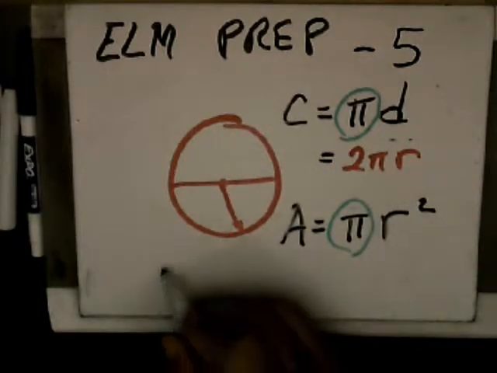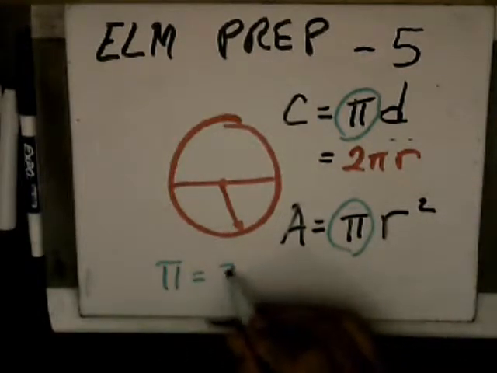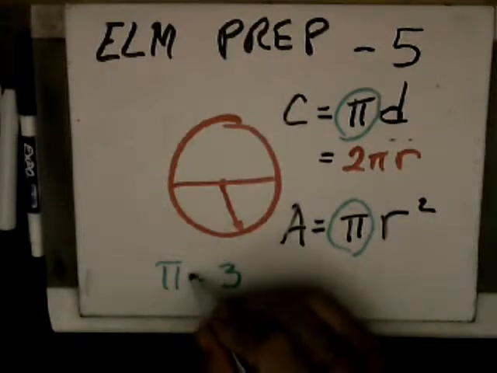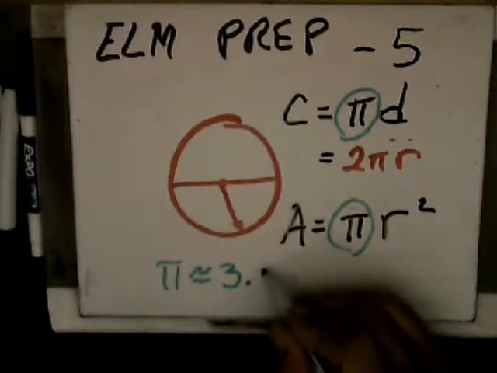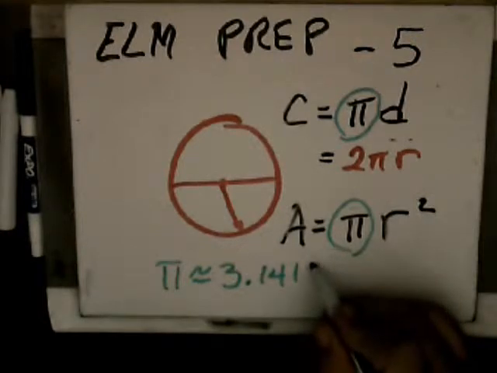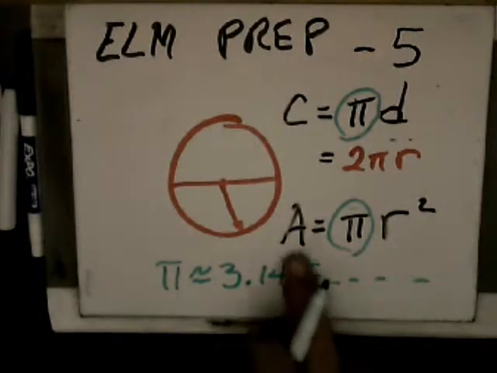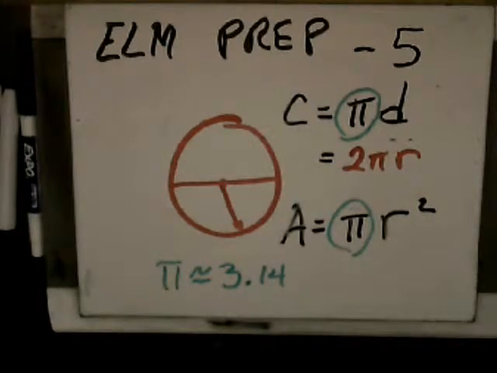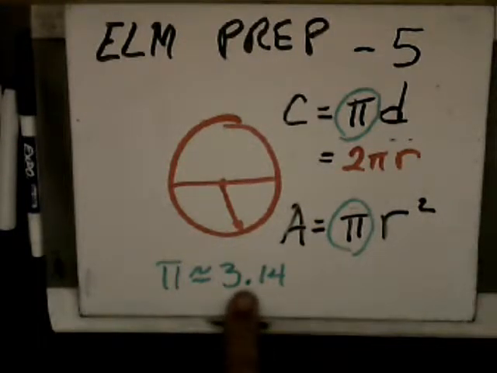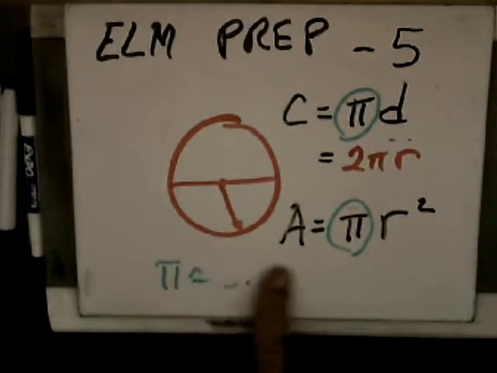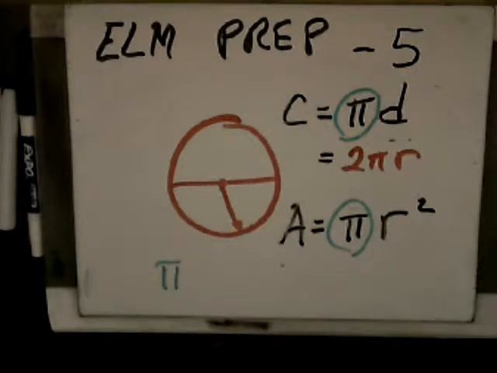Pi is just a number. Approximately, I don't want to say equals, is approximately 3.1415... Quite often, they will say 3.14 just to make it a little simpler in terms of multiplication. In the ELM test, very few questions will ask you to solve it in terms of 3.14. They will just say leave your answer in terms of pi.